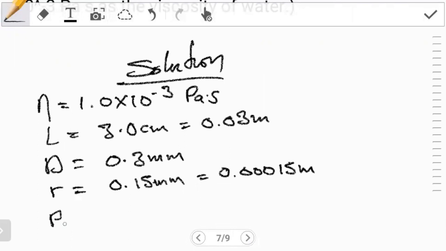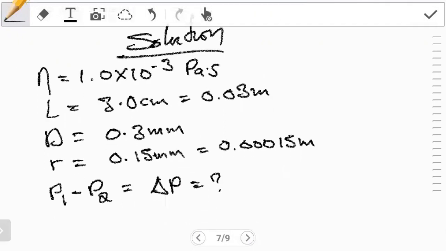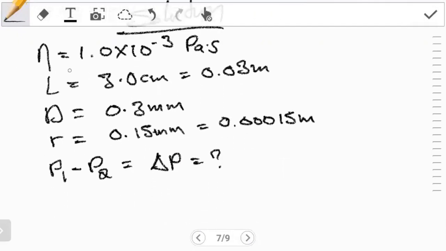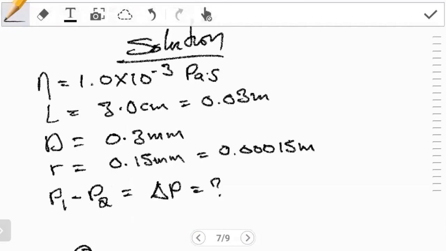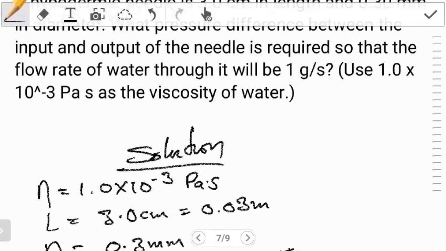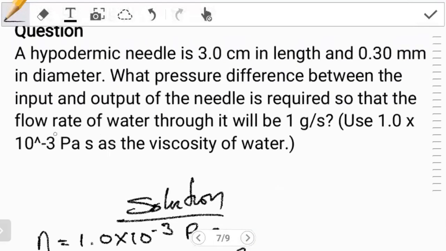So the pressure difference is P1 minus P2. So you just say change in pressure. Okay. Now, how do we get this? Since we're given the viscosity, we know we have to use the Poiseuille equation. So of course, the equation is, okay, I think I kind of left something. Oh yeah, towards the very end. The flow rate of water through it will be 1 gram per second.